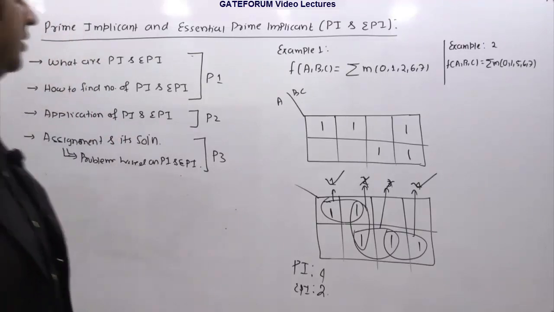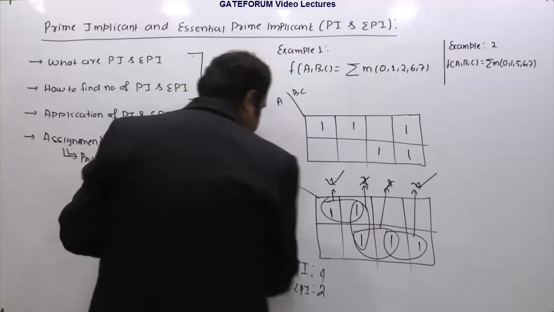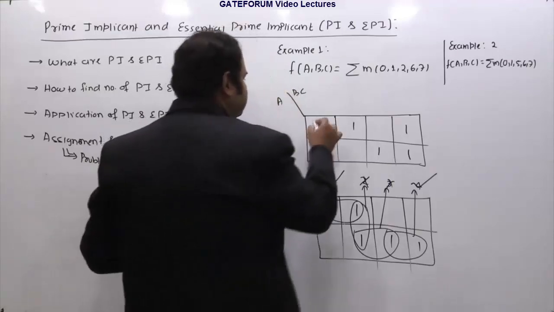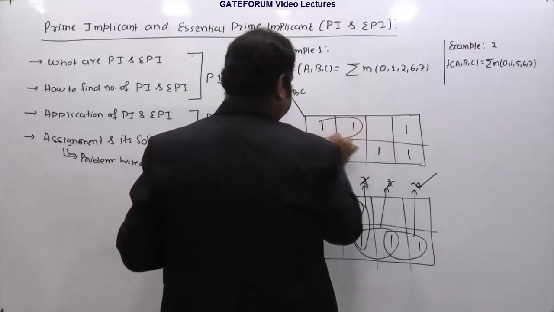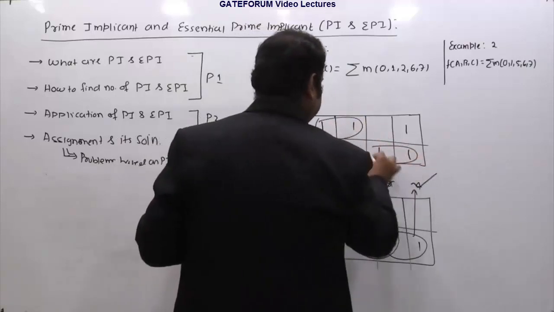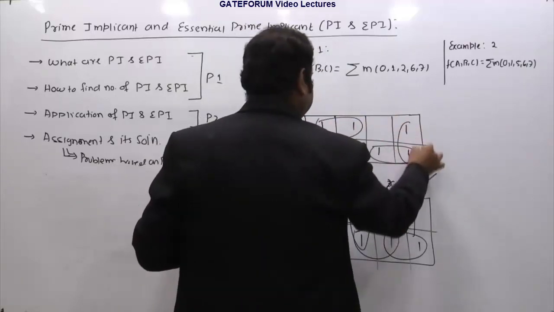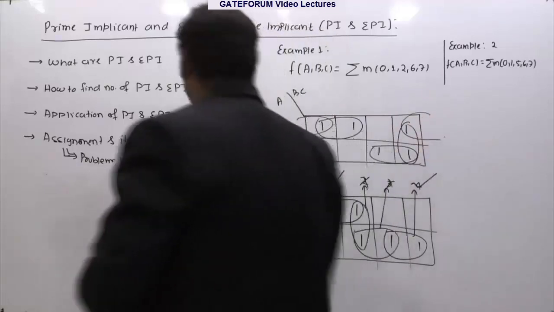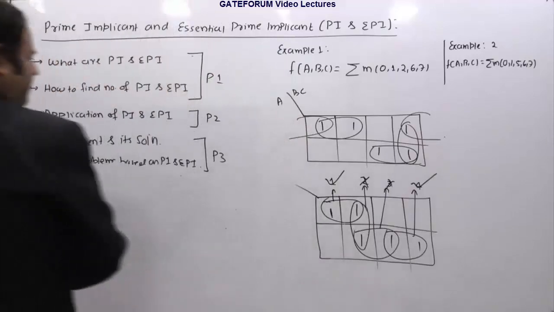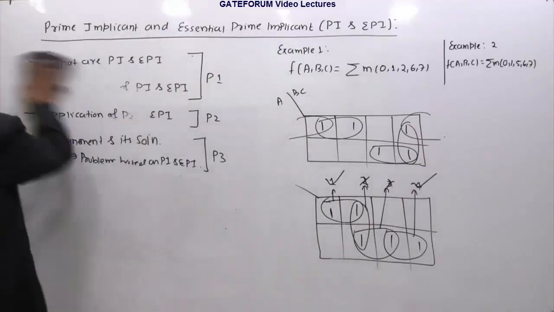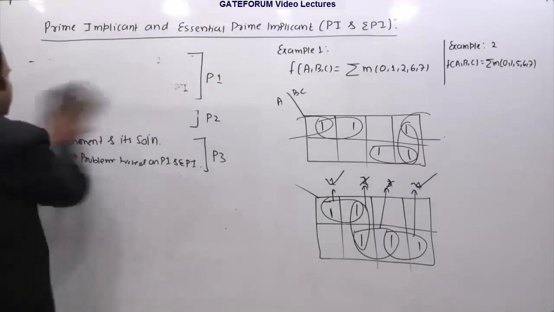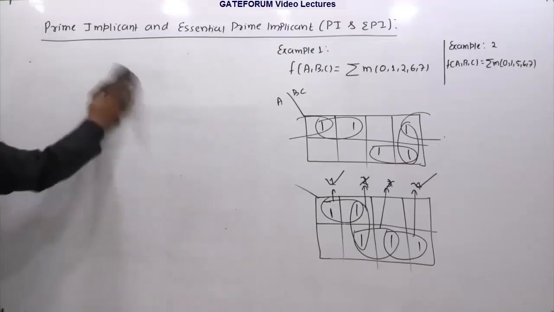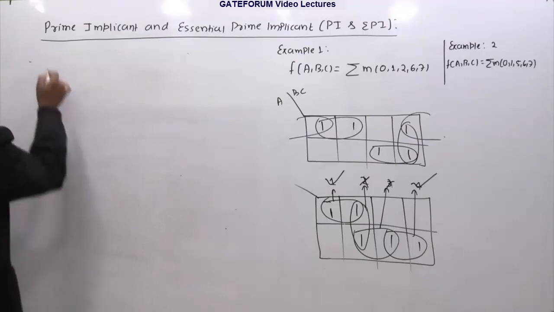So what is that? Now suppose in this case, this is one grouping we have done, and this is another grouping we have done. We have done the grouping of this and this, right? And from this map only we have given the answers. Now the point is, suppose somebody asks you to get the minimized expression of this map.